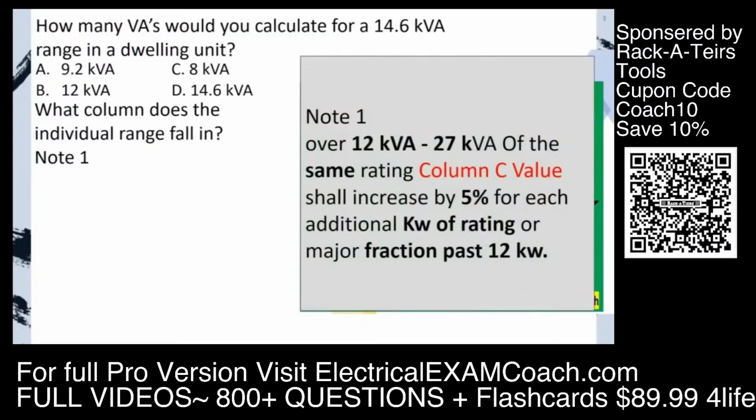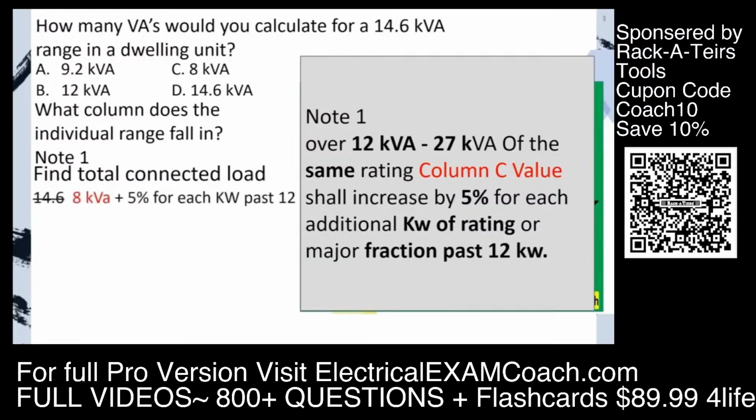Note 1 says that when you have ranges that are 12 through 27 kVA, what we're going to do is increase that column C value by 5% for each kW that we are past 12. Now that sounds really complicated, but I'm going to break it down piece by piece. Step 1 is find your total connected load. In this case, it told us to increase the column C value by 5%.